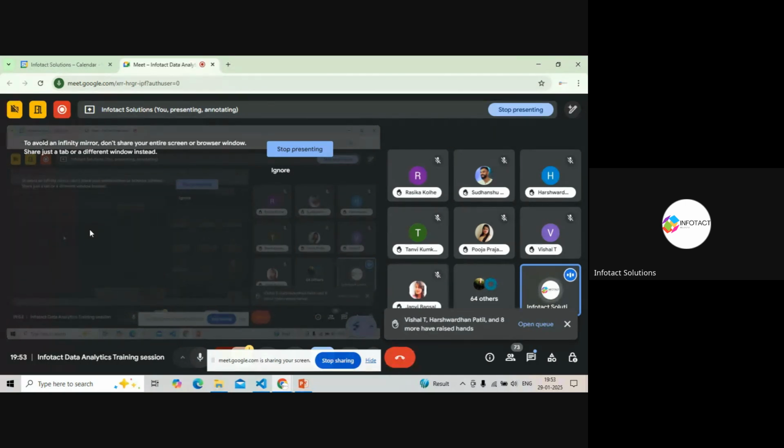multiple linear regression. Where, okay, Pooja, Vishal, all of you, please lower your hand. You may lower your hand.